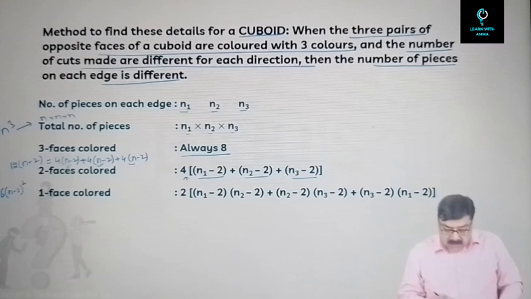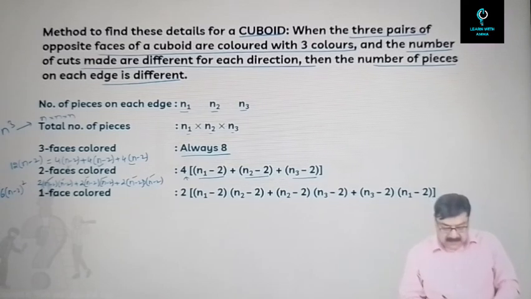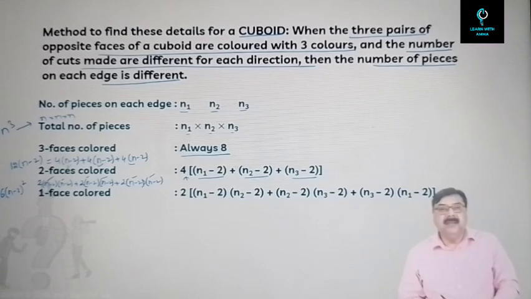So it was initially, for one single direction, 2 into (n minus 2) into (n minus 2), plus for the other direction, 2 into (n minus 2) into (n minus 2), plus for the third direction, 2 into (n minus 2) into (n minus 2). Here, the value of n was common, it was the same throughout. So hence it became 6 times (n minus 2) whole square.